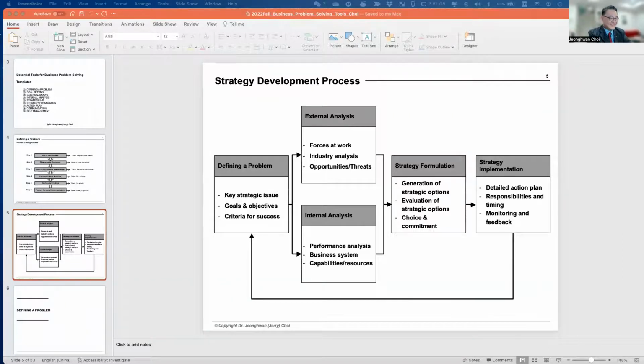Know others. That means we conduct external analysis in order to know others. External, know others. What is now happening outside? That is knowing others. Okay, good. On the other hand, what is this?